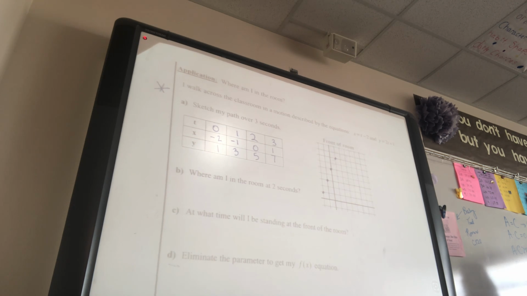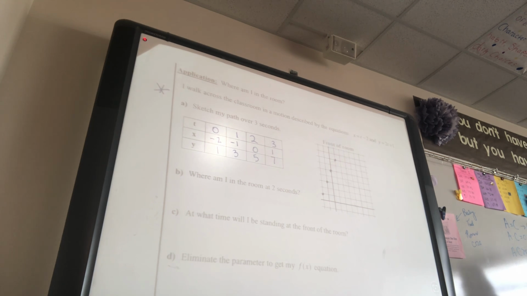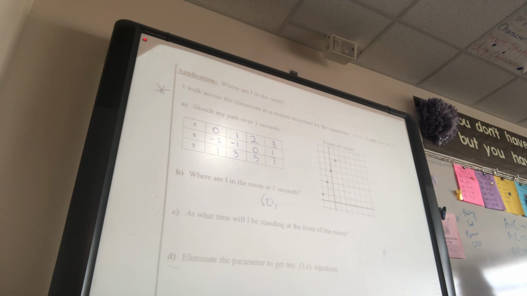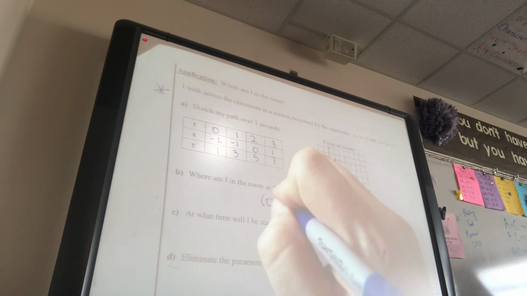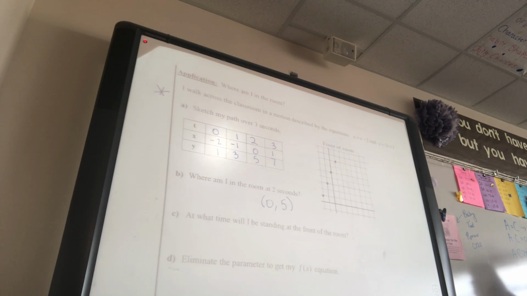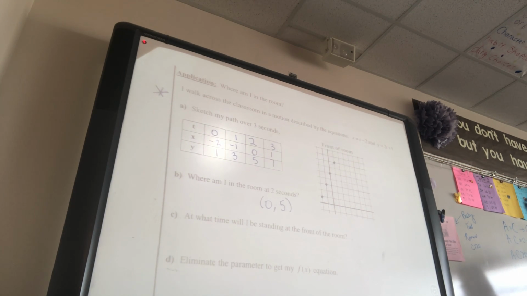Where am I in my room at 2 seconds? 0, 5. I'm going to be at a coordinate point, right? At my x coordinate, I'm at 0. I haven't moved any left or right. My y coordinate, I'm 5 feet, or whatever our unit is here, from where I started. So at time t equals 2, I'm at 0, 5.